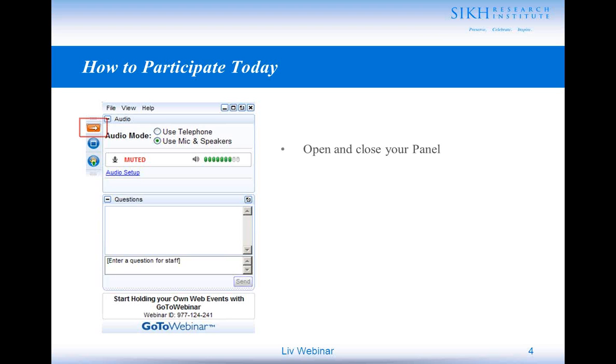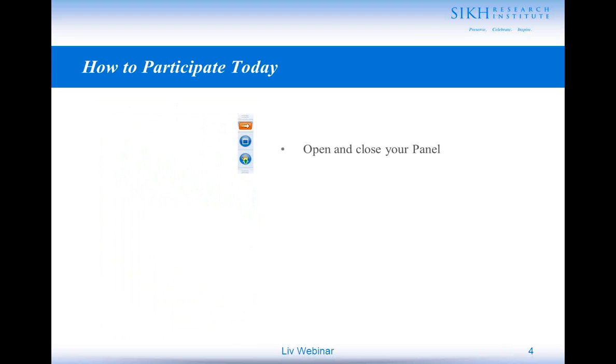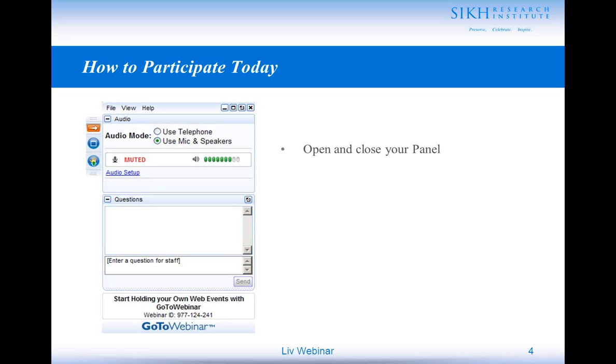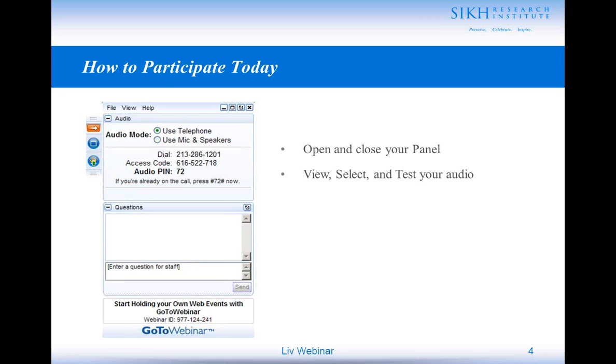By clicking on the orange arrow, you can open and close your control panel. And from the view menu, you can also set the control panel not to auto hide when inactive if you prefer to keep it always open. The audio pane provides some audio information. By default, you have joined the webinar via mic and speakers. Click Audio Setup to select your computer speaker or headset devices. If you prefer, you can also join the audio via telephone by selecting Use Telephone, and the dial-in information will be displayed, including your audio pin.